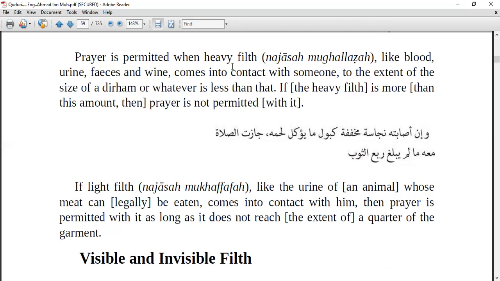For example, if the najasa falls on a person's sleeves, then quarter of the sleeve is exempted. If it exceeds a quarter, then it's not allowed. If it falls on a person's front side, then quarter of the front side, that is taken into consideration, not the sleeves or the back side. And same goes for the back. If it falls on a scarf, then quarter of the scarf is taken into consideration, not the entire clothing a person has on their body. So that's the difference between najasa mukhaffafa and najasa mughalladha and the hukum between them.